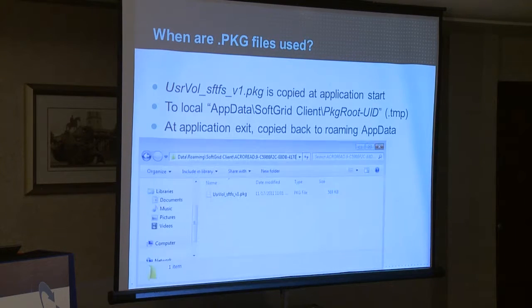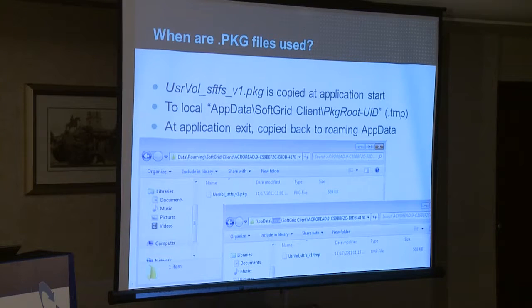So when you launch Acrobat Reader, a copy is made from roaming app data to local app data, and that file is actually being used during the application. So when you launch an application, you can actually delete the PKG file, and you won't lose any settings because it's not being used. The temp file is being used. The temp file is also undeletable while the application is running.